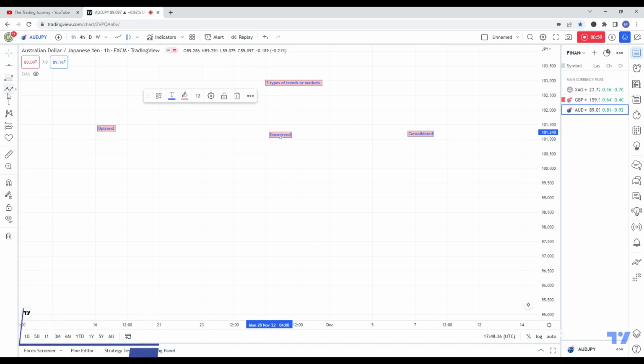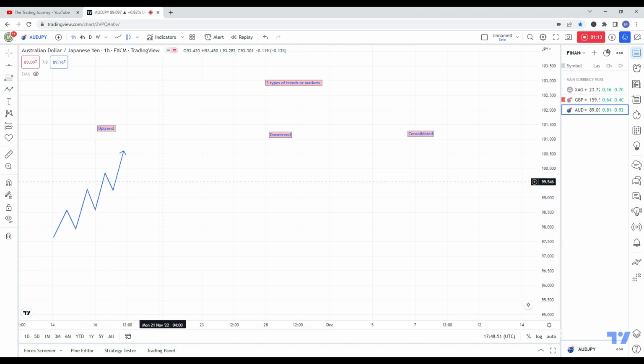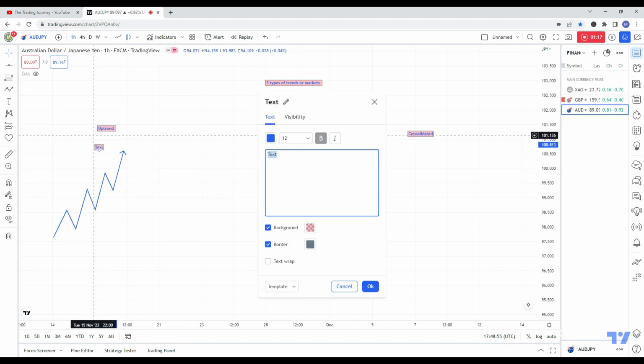So the uptrend is when the market is going up, then goes back a little bit down, goes back up, a little bit down, goes back up, goes a little bit down, and goes back up. That's an uptrend. That's when the market is buying and there is a buying move.